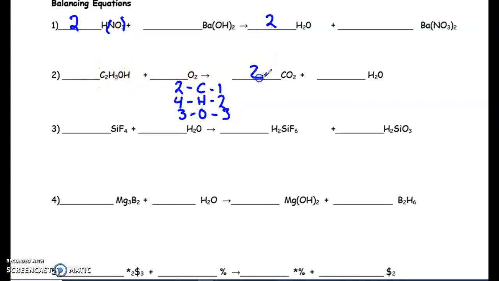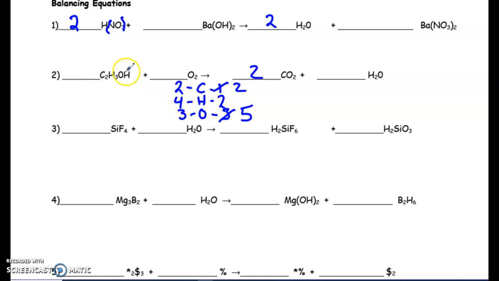So simple enough, I can put a 2 there. That will change the carbon to be a 2. It will also change the oxygen to be 5 now. So that fixed one problem but created another. That's fine. Let's look at the hydrogen next. I think that'll be the easiest fix.